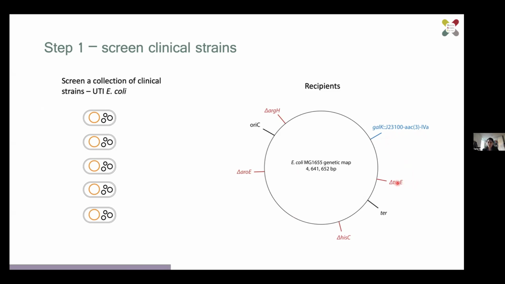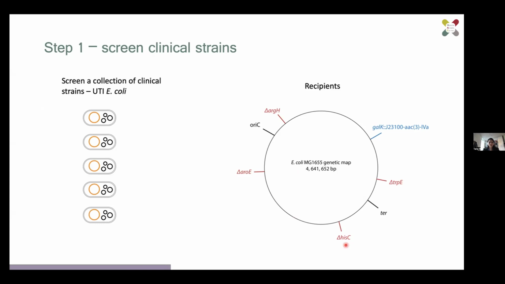And then we deleted one of these 4 genes that are shown in red. All of these genes are part of different pathways to synthesize amino acids. So we deleted one of them in each recipient. In total, we have 4 recipients. And what happens is that the bacteria can no longer synthesize one of these amino acids. So for example, the one I'm showing here is if we delete histidine, then the bacteria cannot synthesize histidine, and therefore it will not be able to grow on a culture medium unless it contains histidine.